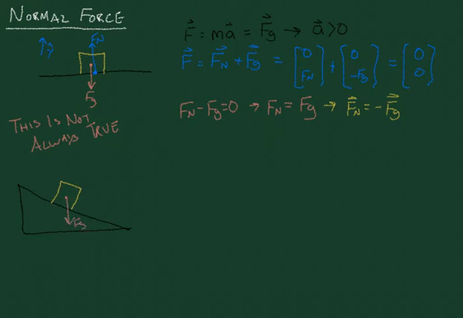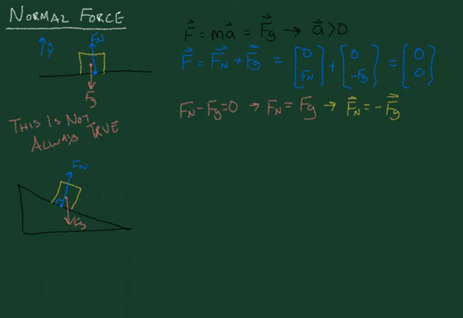But the normal force, the reason we call it a normal force is, normal is another word for perpendicular. So you can think of this as a perpendicular force. So it's going to be acting on the object perpendicular to the surface. So it's going to form a 90-degree angle with the surface.